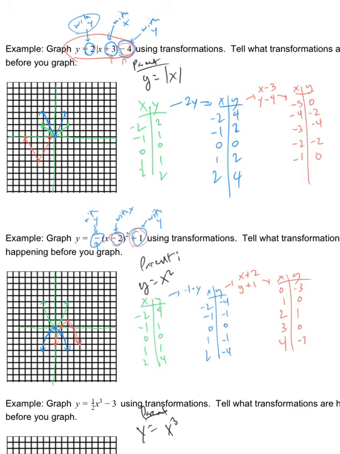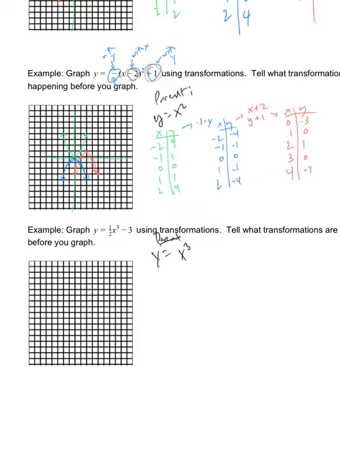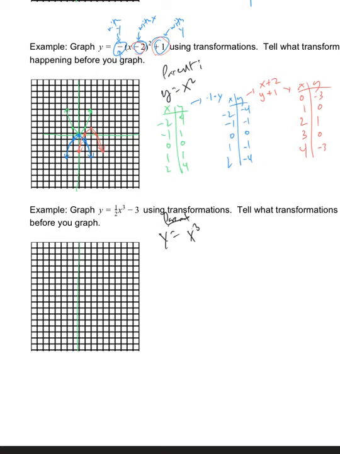Now, this last example. The parent graph is x cubed, so we're going to start by graphing that. With my little t-chart. Plot the points. Connect it to make my parent graph. Like that. All right, so I look at the numbers that are happening here.